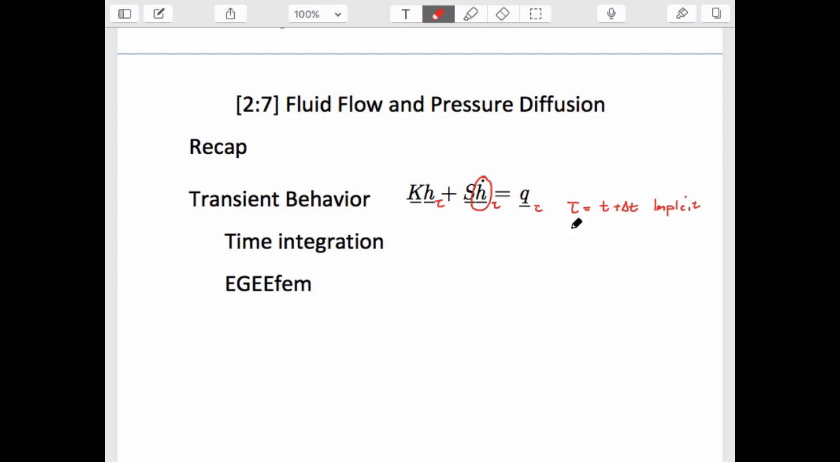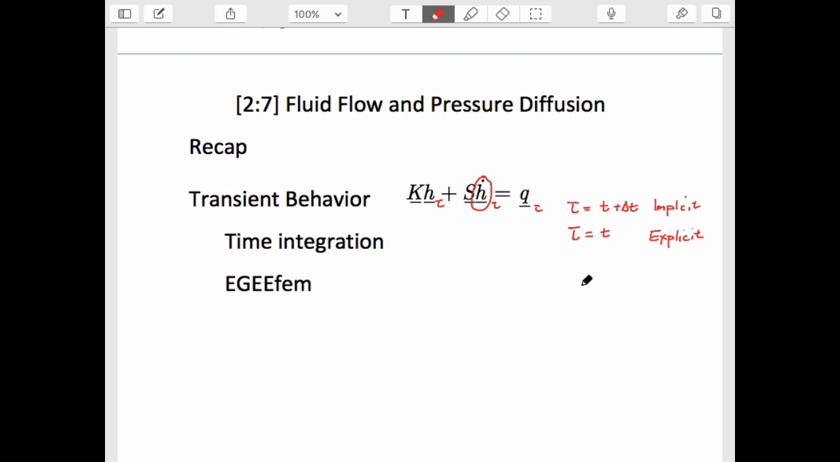We can also write this equation. The equation's exact, even though it's a discrete equation, the equation is exact wherever we wish to write it. So we could also write the equation at time tau, t equals tau. And that will be explicit, just by convention. And so I'd like to explore the relationships that we get for that, and then use both EGEEfem and Comsol, if we can get to use it, to be able to demonstrate that. So those are the kinds of things that I'd like to achieve today anyway.